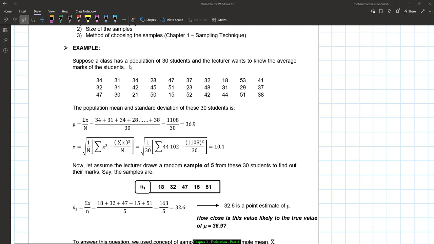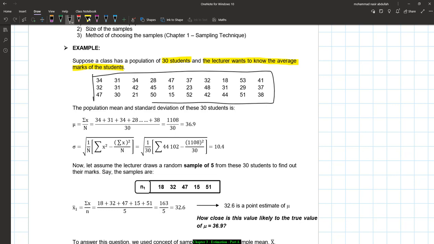Example, suppose a class has a population of 30 students and the lecturer wants to know the average mark of the students. So let's take a smaller context. Say these 30 students are our whole population, so capital N is equal to 30. We make it small so we can see its application. If it is too big, you cannot see the application, right?